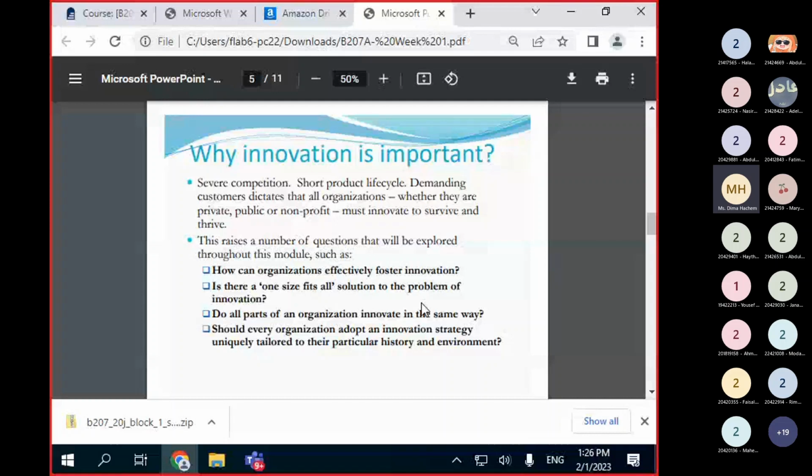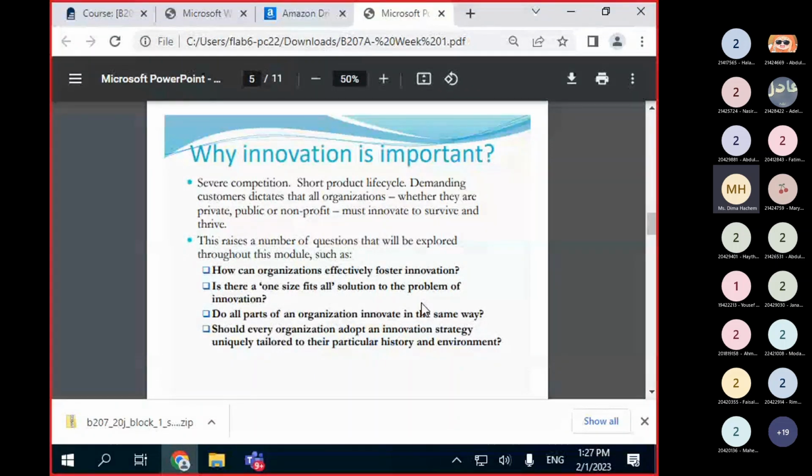Short product life cycle, demanding customers. Oh my God, customers are becoming so demanding. We want everything in a product. Why do we want that? Because companies compete. They compete on our attention. They compete on us. They compete on the money of the consumers, right? Whether they are in the private or the public or the non-profit sector, innovation must be there so companies survive and so companies succeed.